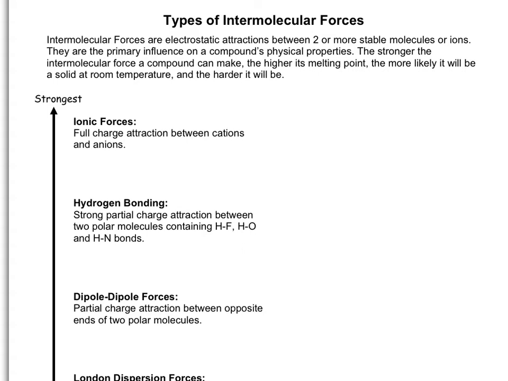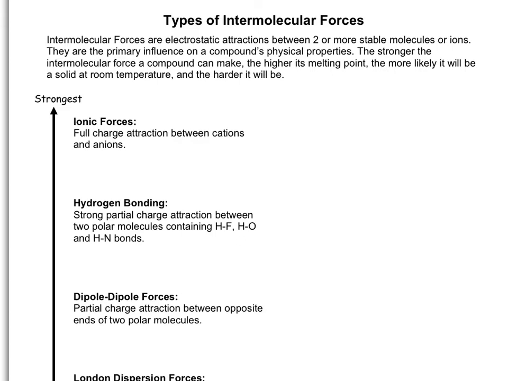Ionic and covalent bonds transfer or share electrons so that atoms in a molecule become stable. Once a molecule or ion is stable, it can still have electrostatic attractions to other stable molecules. The force holding two or more stable molecules or ions together are known as intermolecular forces because they're between molecules.